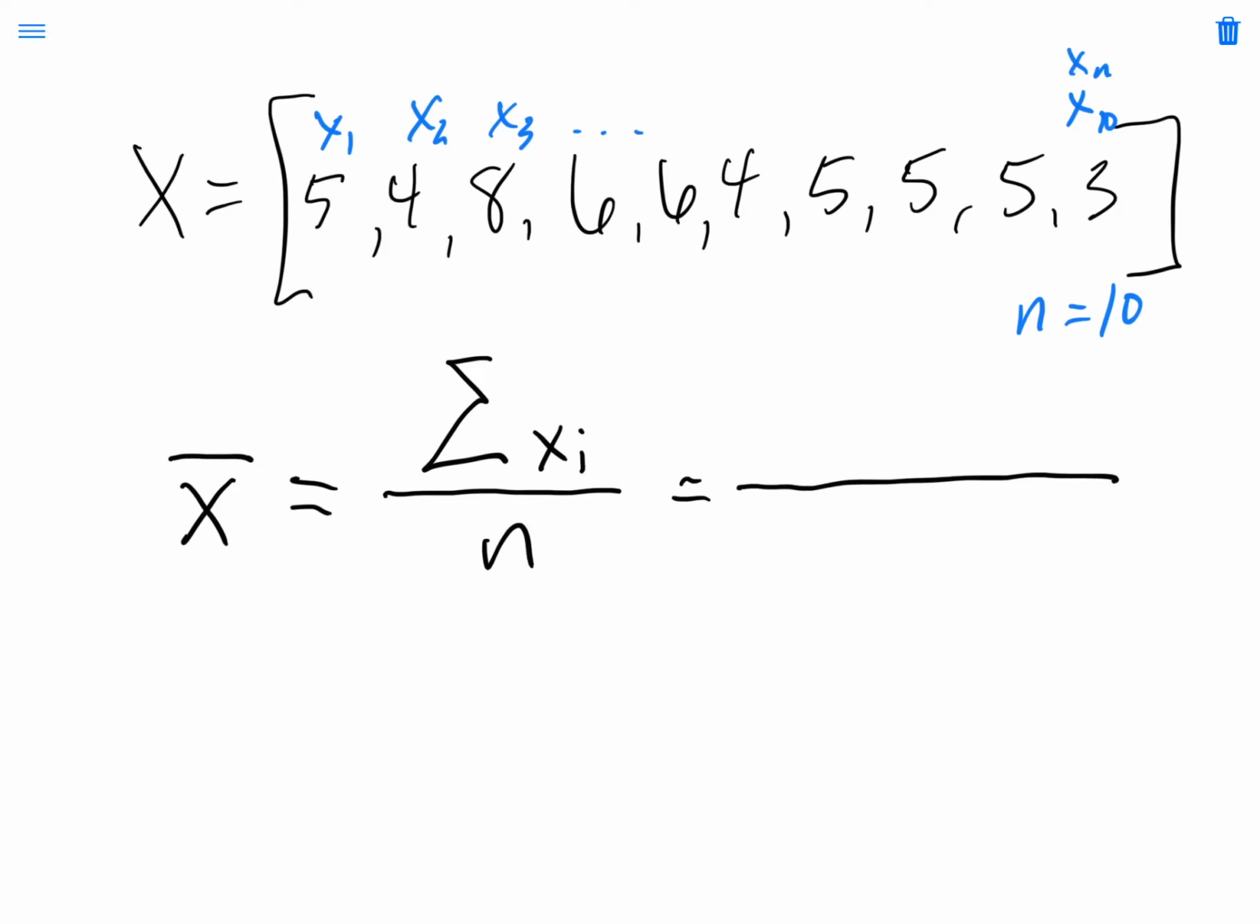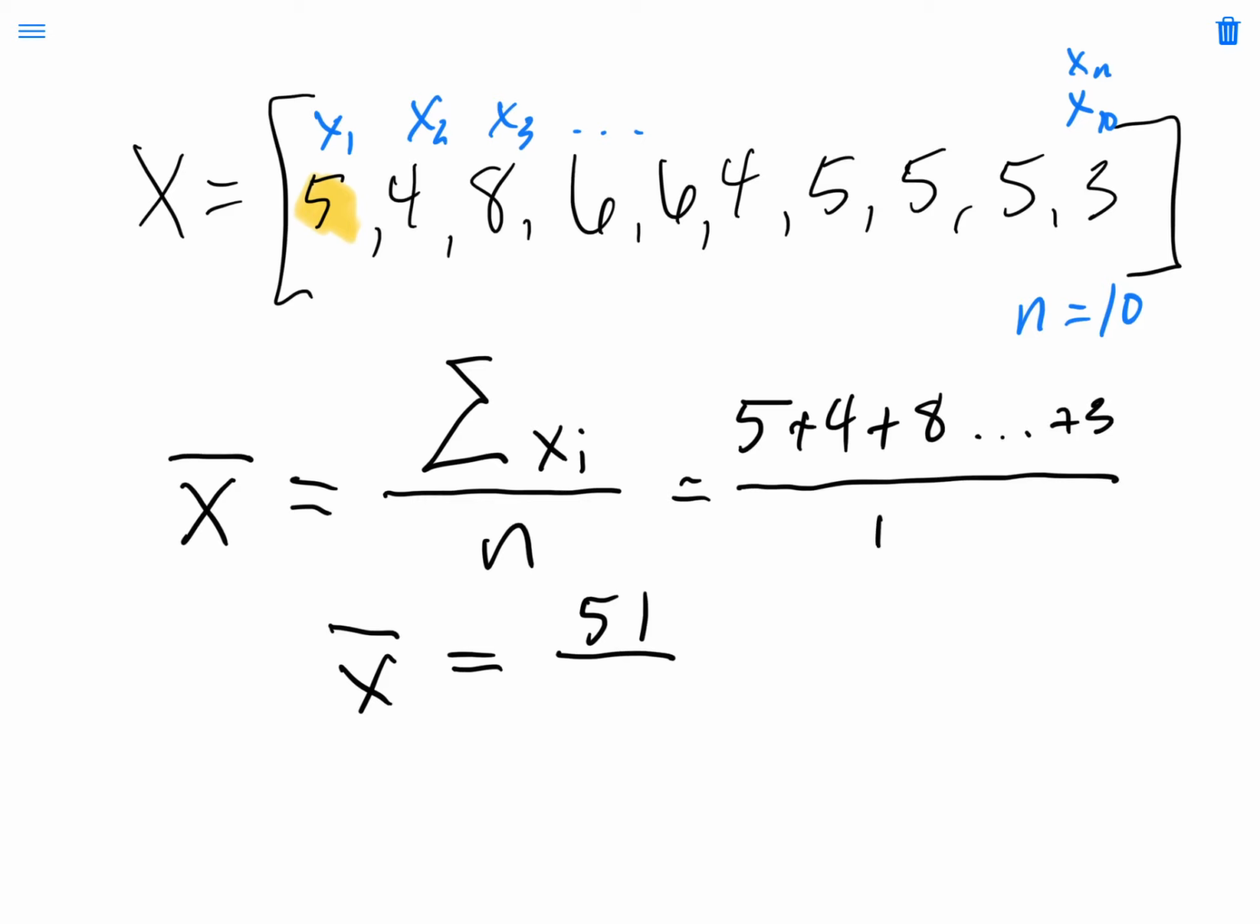So the sigma means we start with i equal to 1, which in this case would be our 5. We add it to when i is equal to 2, which is the 4, and add that to when i is equal to 3, which is the 8, and we keep going until we get to i equal to n, which in this case is the 3. If we do that math, that adds up to 51. We already know that our n here is 10. We have 10 observations, and so our mean is equal to 5.1.